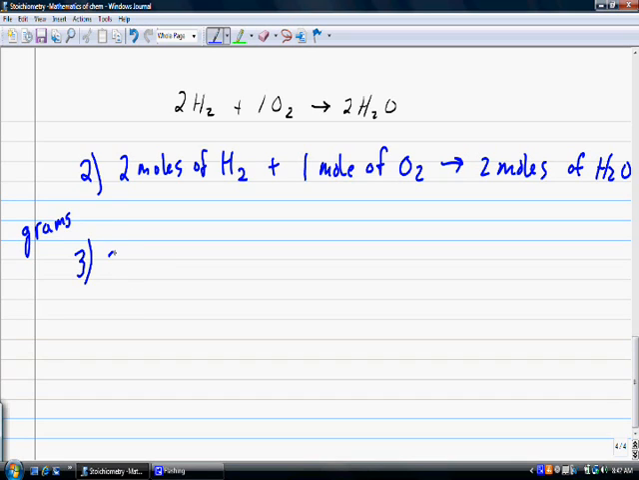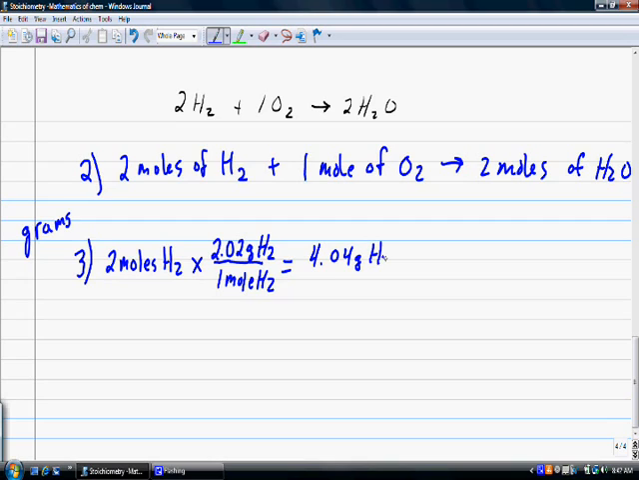Well, we know that we can convert 2 moles of hydrogen gas using the periodic table and atomic masses. I know that 1 mole of hydrogen gas is the equivalent of 2.02 grams of hydrogen gas. Remember, there's 2 hydrogen. So if 1 mole is equivalent to 2.02 grams, 2 moles would equal 4.04 grams of hydrogen gas.